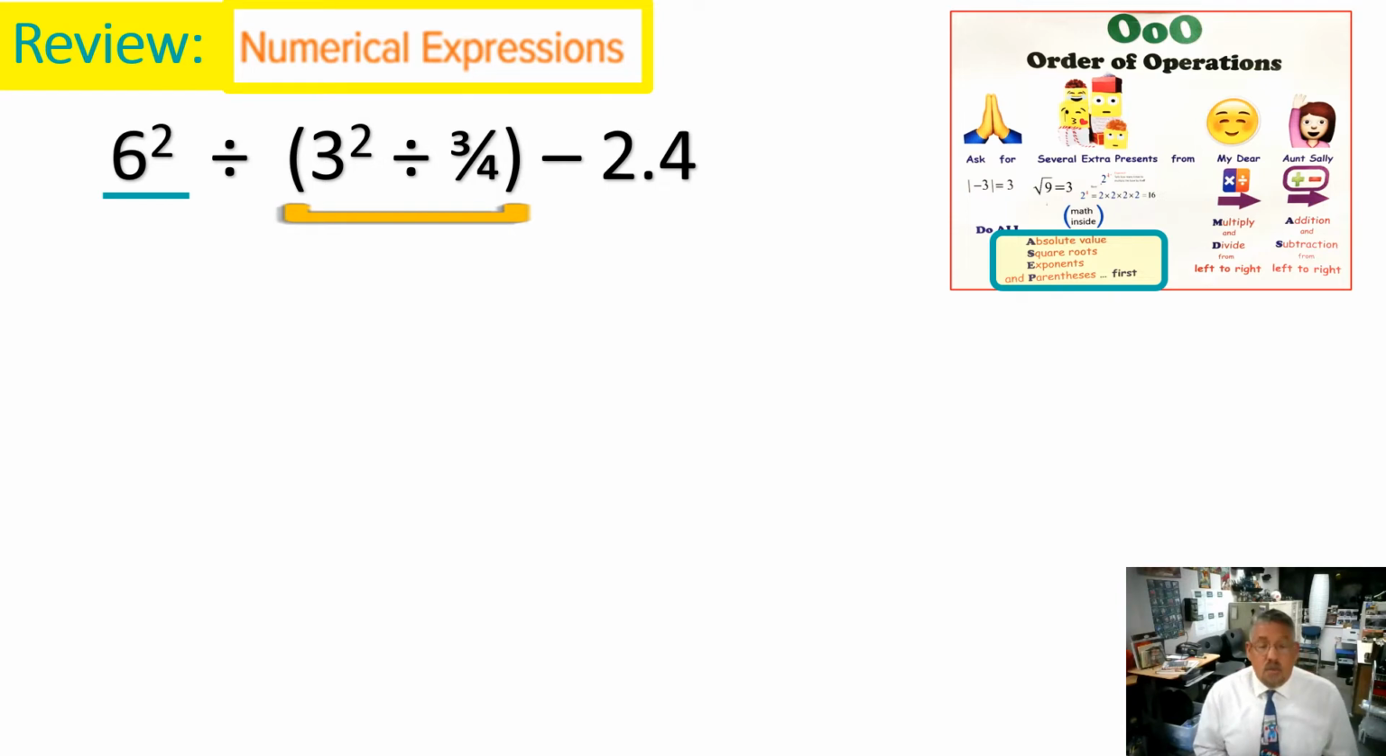We have exponents, we have parentheses, and inside the parentheses, we have exponents. So let's start with our exponents. We have 6 times 6, because 6 to the second power tells me to write down the 6 twice, multiply them together, I get 36. I have 3 times 3, because 3 to the second power tells me to write down the 3 twice, and 3 times 3 is 9.